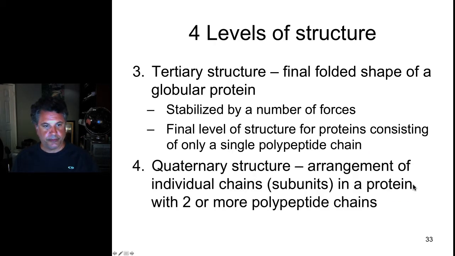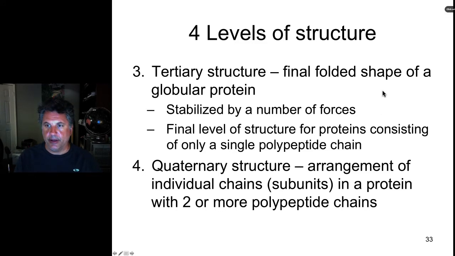But some proteins consist of more than one polypeptide chain. So quaternary structure is the final level of protein structure, and it is the arrangement of individual chains that we'll call subunits in a protein that has two or more polypeptide chains.